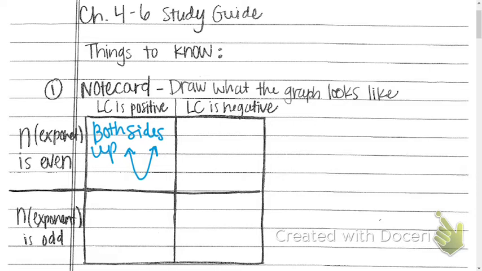Alright, if the exponent is still even, 2, 4, 6, 8, 10, 12, whatever, but that first number, that leading coefficient, is negative, both ends are pointing where? Down. Both ends are pointing down. So I want you to write both sides down.